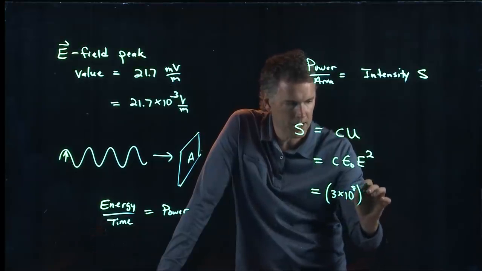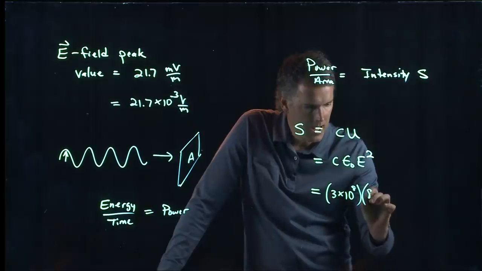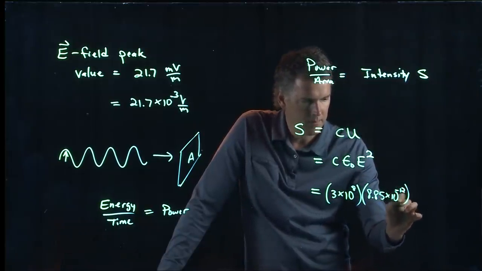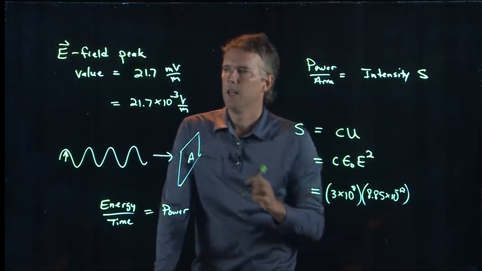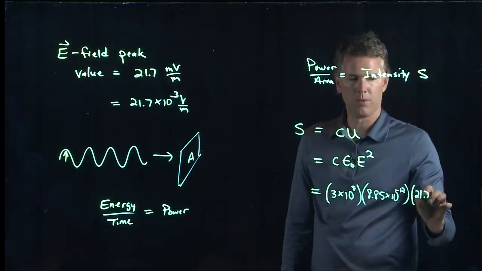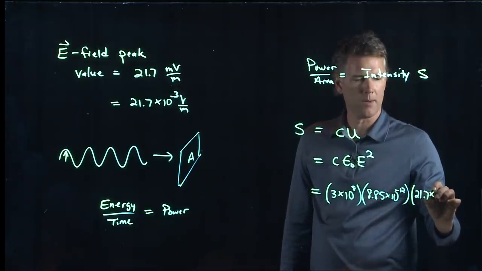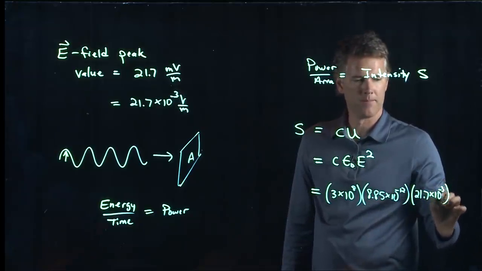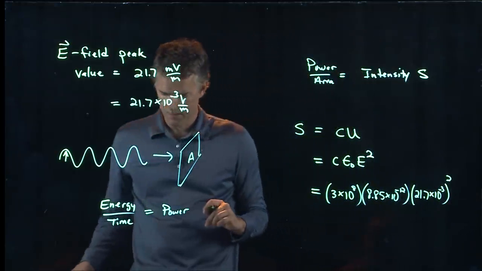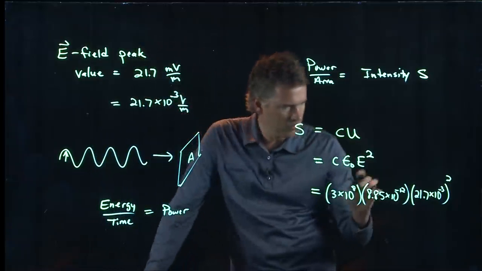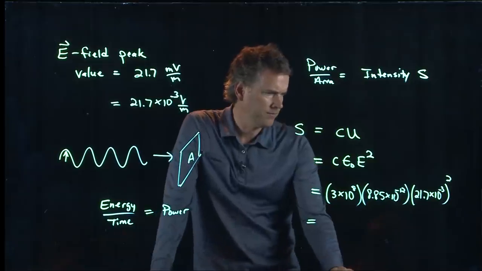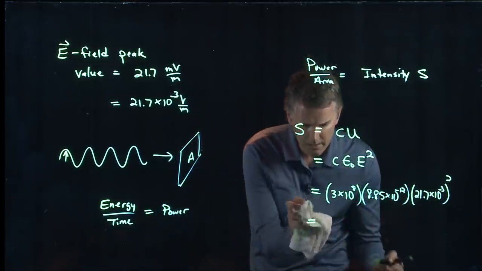Okay, so 3 times 10 to the 8th is C. Epsilon naught is 8.85 times 10 to the minus 12. E, we just said, was 21.7 times 10 to the minus 3. So if you punch in all those numbers into your calculator, tell me what you get. And I will approximate it right here.